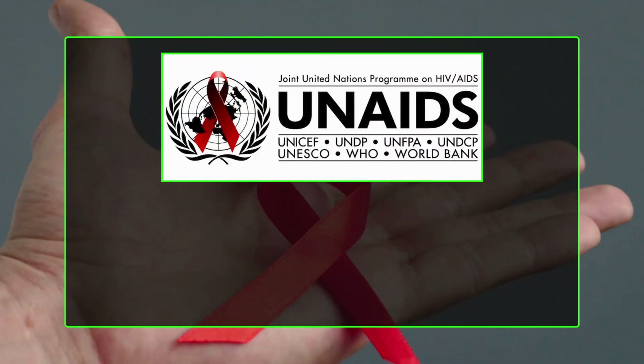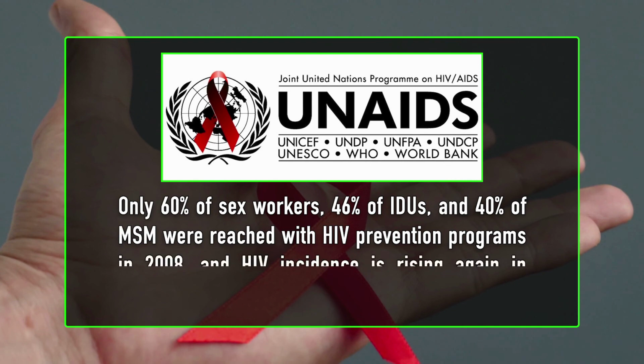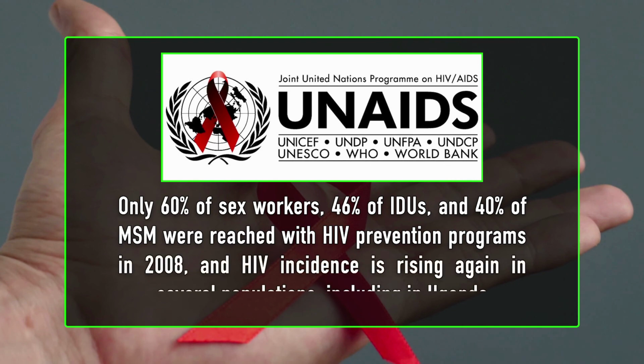Yet, despite this, UNAIDS reported that only 60% of sex workers, 46% of IDUs, and 40% of MSM were reached with HIV prevention programs in 2008, and HIV incidence is rising again in several populations, including in Uganda. In 2011, less than 25% of all HIV-infected individuals had access to or were biologically suppressed with antiretroviral therapy. To ensure ART, many lower-income countries are still dependent almost entirely on international aid, which has declined in recent years.